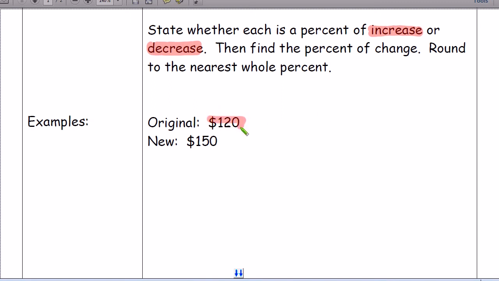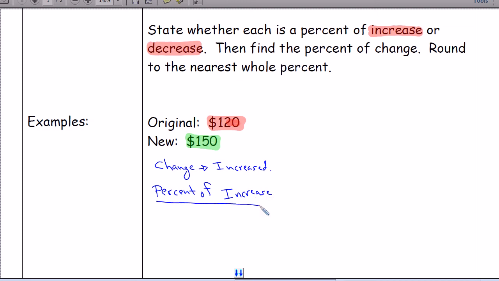The original price was $120. The new price is $150. So did the price go up or did the price go down? The price went up, right? It's now 150, used to be 120. So this would be a change, and the change was it increased. So when it says state whether it's a percent of increase or decrease, then we know it's going to be a percent of increase because it went up.